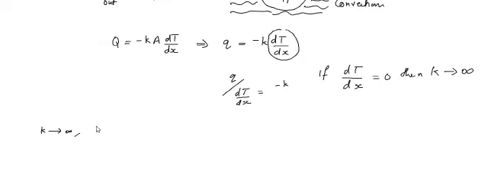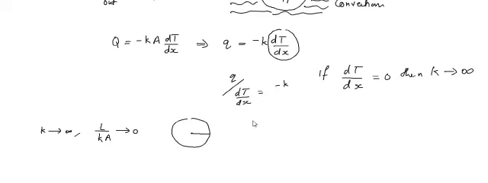the thermal resistance, that is L by kA, tends to 0, because resistance is actually L by kA. When k tends to infinity, this tends to 0, which means the conductive resistance is almost 0, which in turn gives us that the temperature gradient is almost 0.